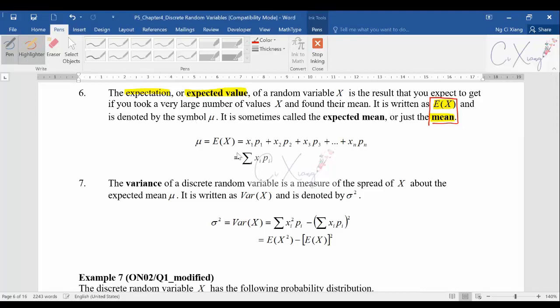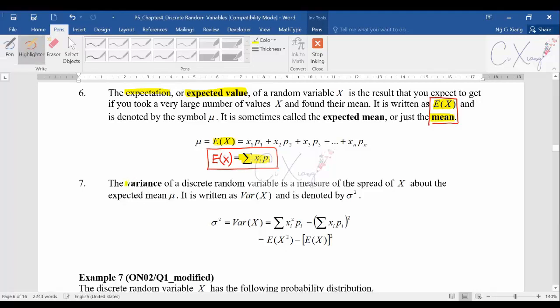To get the mean, to get E(X), what you need to do is take X multiplied with probability and then add all of them together. This is one formula that you should remember. It looks a bit complicated here, but later when you find it from the table, you'll see that it's very simple. So E(X) is the summation of X multiplied with P.